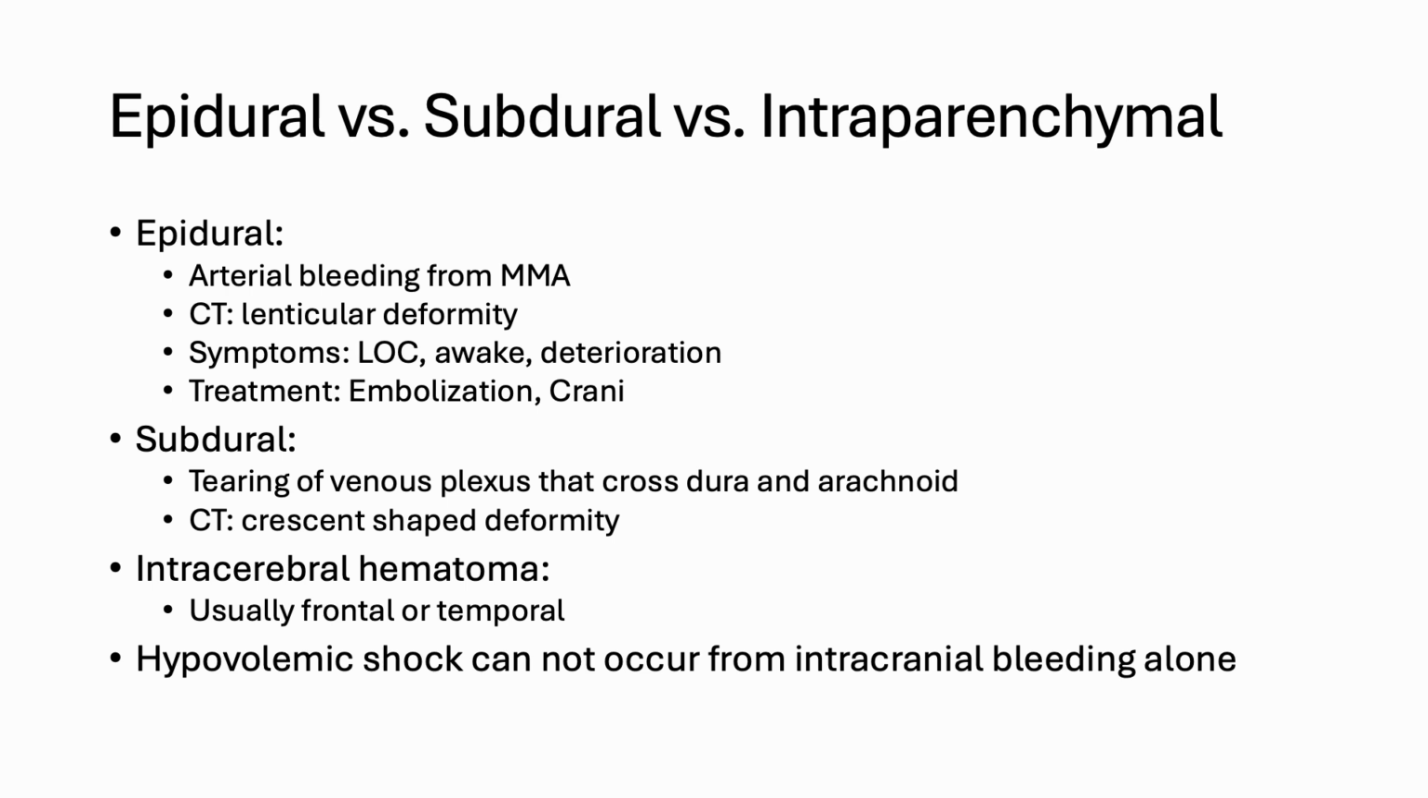pressure on the brain. A subdural, on the flip side, is caused by tearing of a venous plexus that crosses the dura and arachnoid. On CT, you're going to see a crescent-shaped deformity. An intracerebral hematoma is usually caused by blunt force trauma to the frontal or temporal lobes.